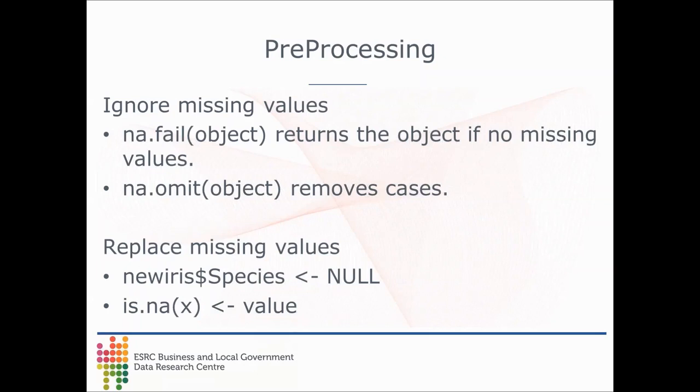Within a specific column, in this case if we're looking at the iris data set, which comes within RStudio, I can look at the species of a plant, and I can set the string null where data is missing.